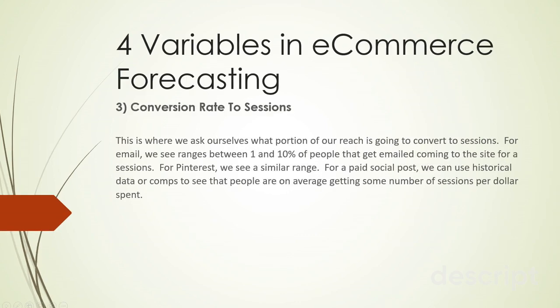The third one is conversion rate to sessions. Conversion rate to sessions is where we ask ourselves what portion of our reach is going to convert into a session. So for email, we see ranges between 1% and 10% of people that get emailed coming to the site. For Pinterest, similar range. For paid social, we can use historical data or comps that other people are getting on average to figure out what number of sessions we're going to get per dollar we spend.